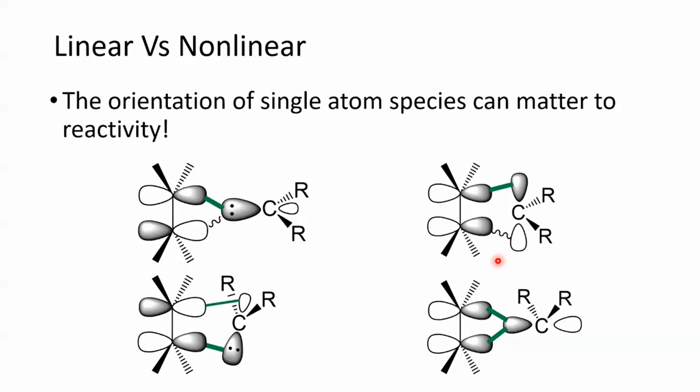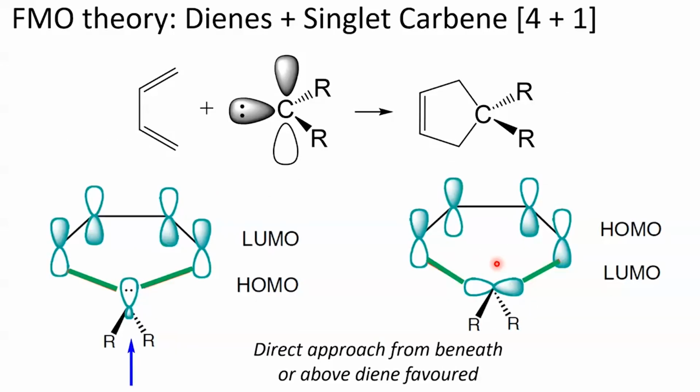So to summarise, the singlet carbene can approach in either a linear or a non-linear fashion, and the orientation of that species is going to matter in terms of whether or not it receives favourable bonding interactions. And this is useful because we can use that to impart stereo control of the products. So if that was a 2+1 cheletropic reaction, what about a 4+1 reaction?